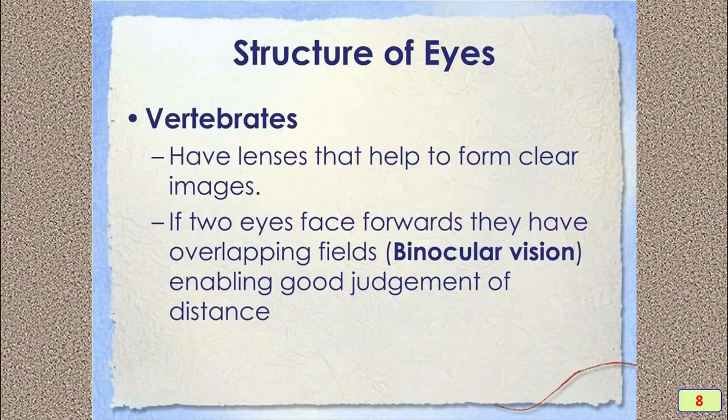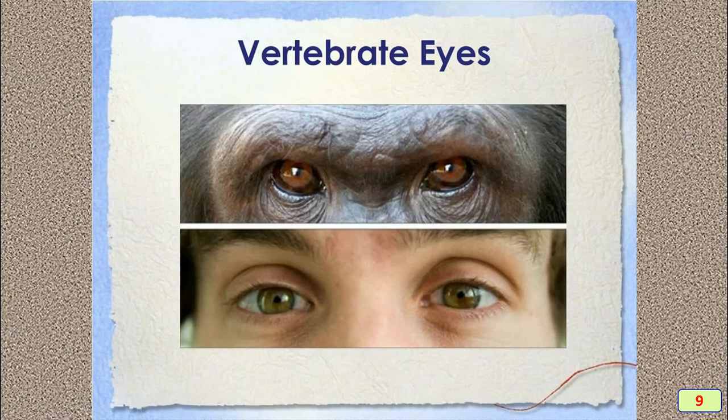The eyes of vertebrates have lenses that help to form clear images. If two eyes face forward, they have overlapping fields, which is called binocular vision, enabling good judgment of distance. And this is the vertebrate eye of a chimpanzee, which is very similar to that of the human being. Vertebrate eyes are always in a pair.